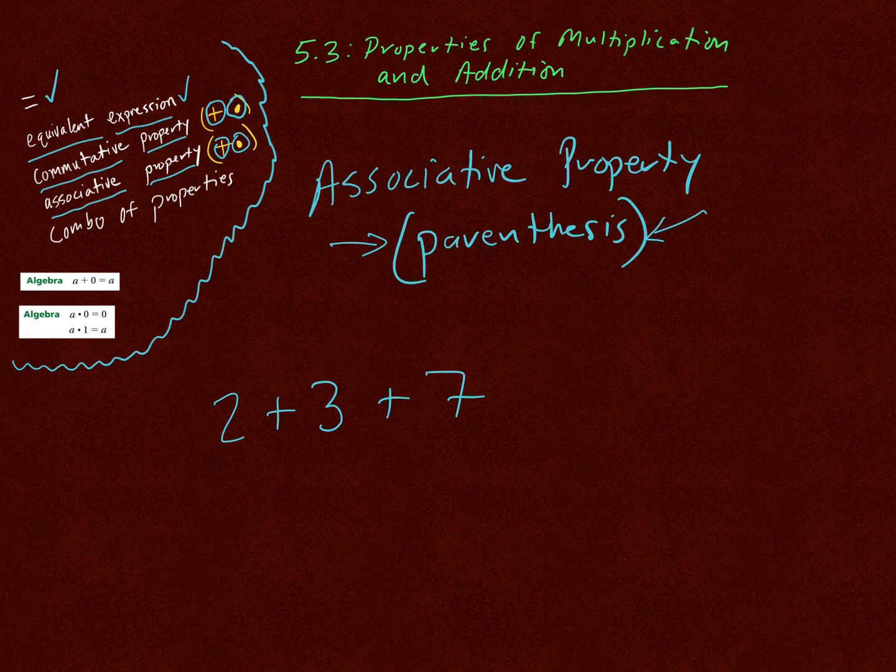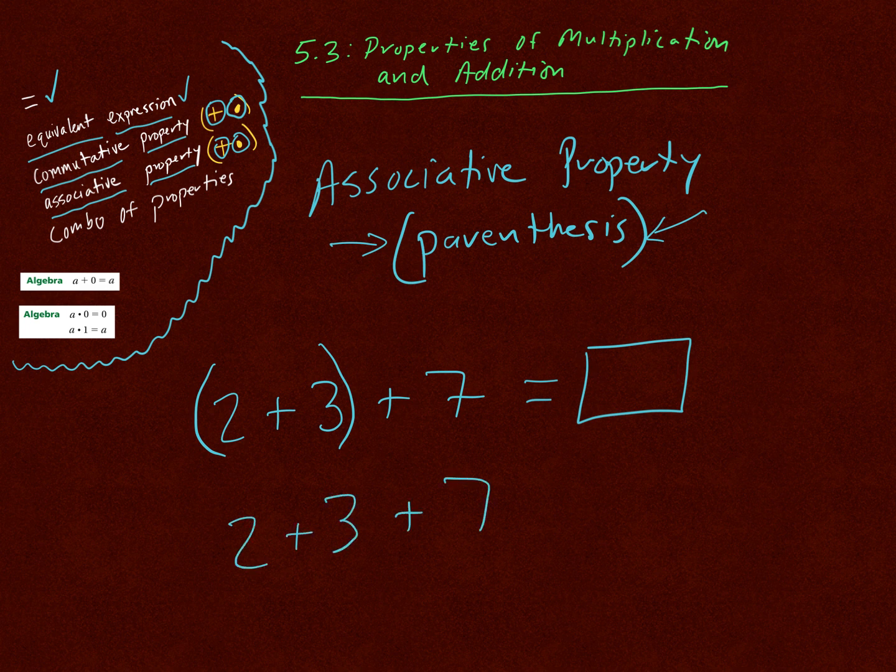associative property says if I add some parentheses to the 2 and the 3, whatever the answer is there will be the same if I move the parentheses to another set of numbers. So let's say I want to put the parentheses around 3 and 7 instead. We ask ourselves, are we going to get the same answer?